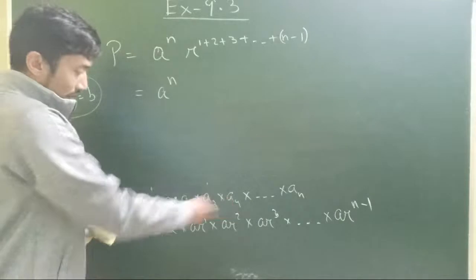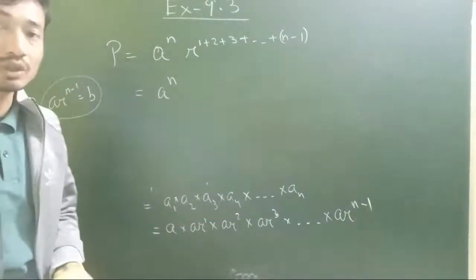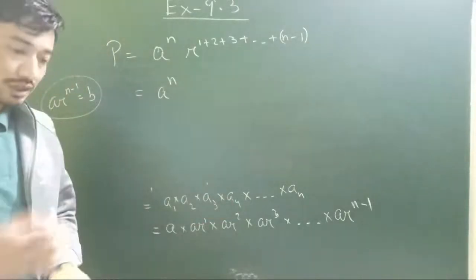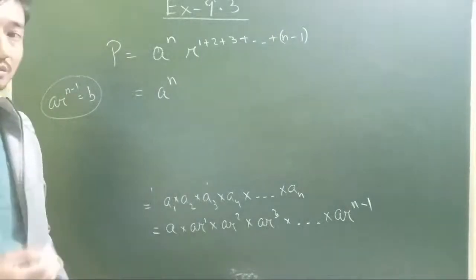This one, if we combine all the powers of R, we have 1 plus 2 plus 3 up to n minus 1. That means how many terms do we have? We have n minus 1 terms, 1 term less than n.